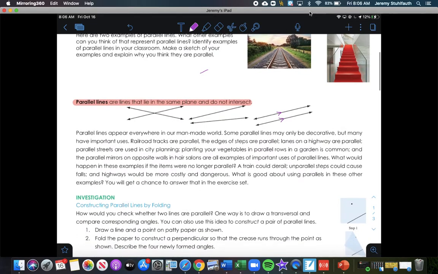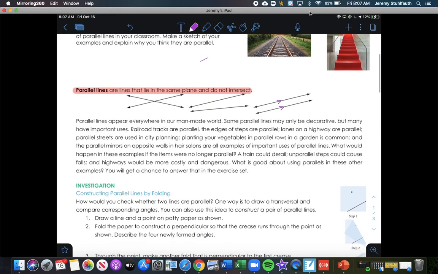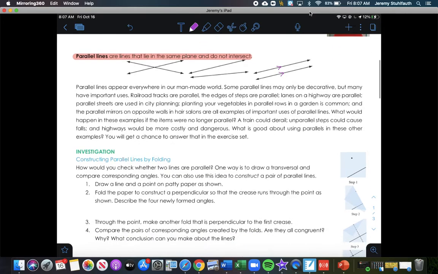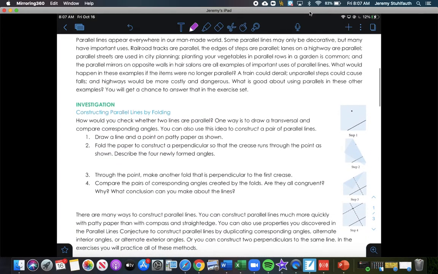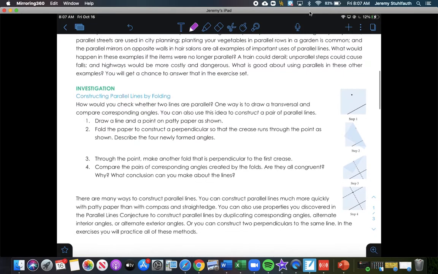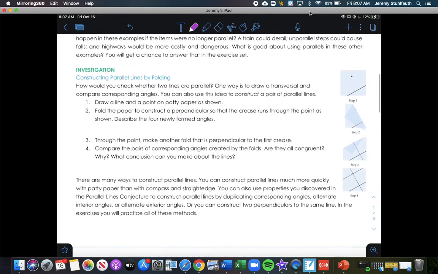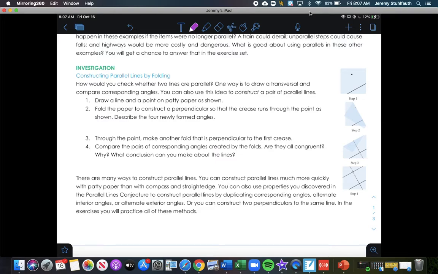When you look through these notes, what I would like for you to do is just read through this first investigation, which is about creating parallel lines using patty paper. We're not going to do that. We're going to jump straight to the point where we do use a compass.